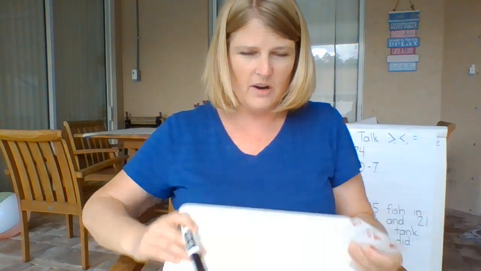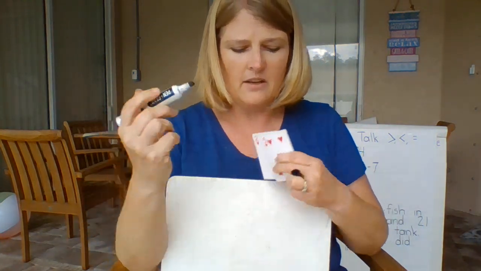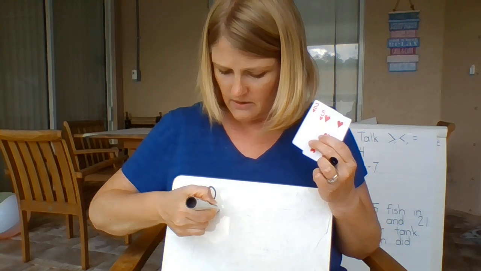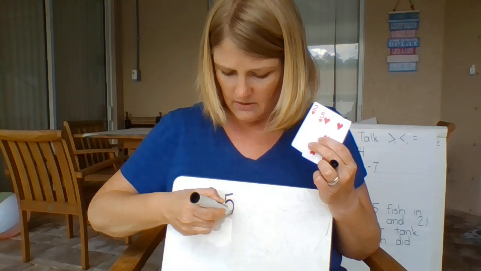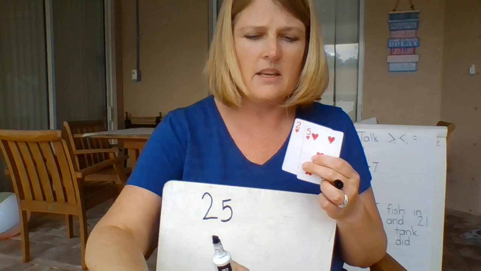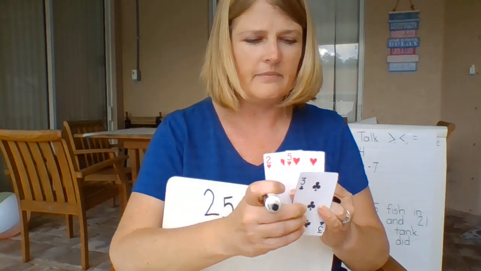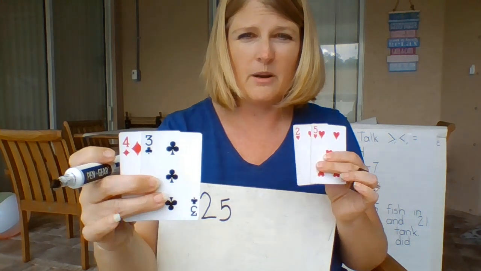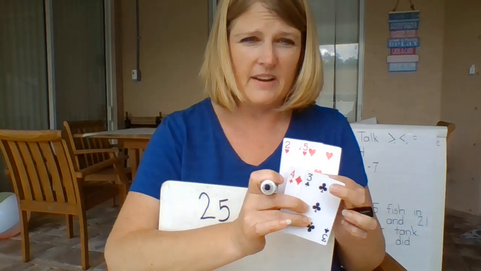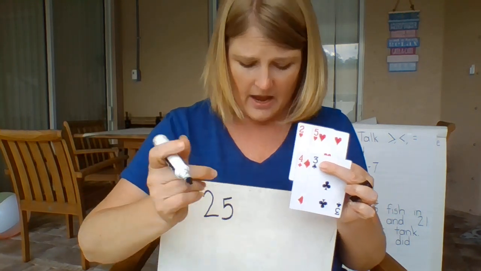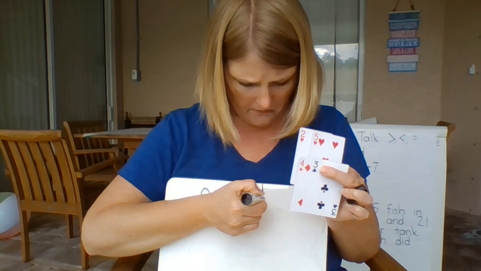One person chooses 2 cards and makes a number out of it. So here's 2 cards. It's the number 25. So I'm going to write that number down on my board. And the other person's going to make a 2-digit number. Their two-digit number is 43. So we've got 25 and 43.